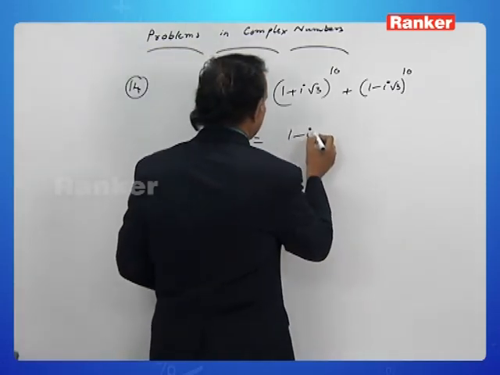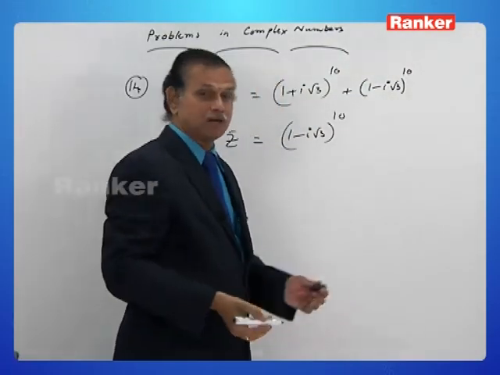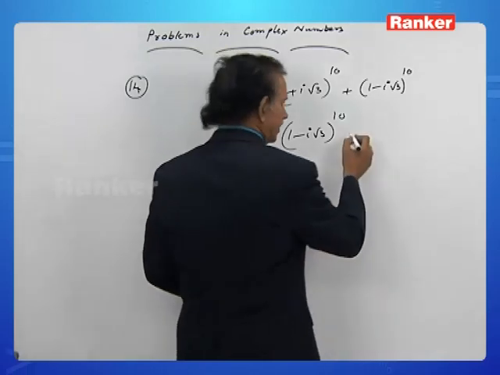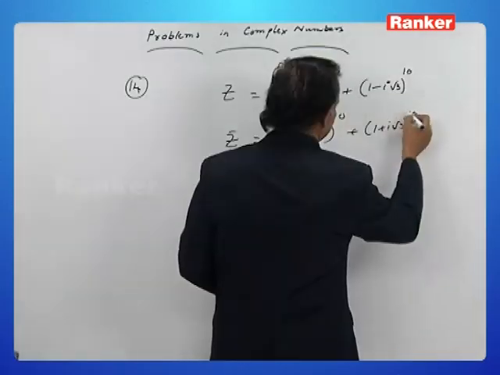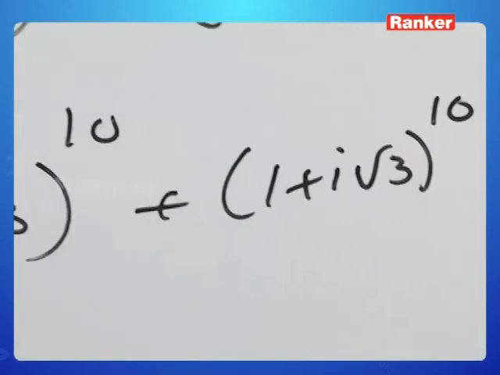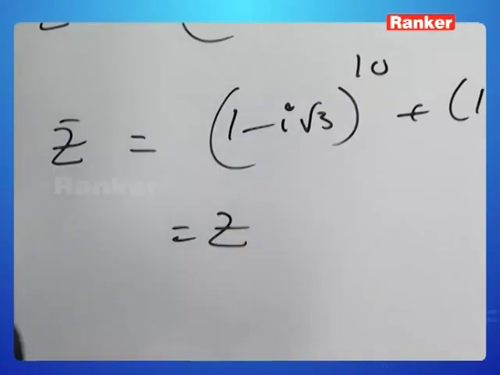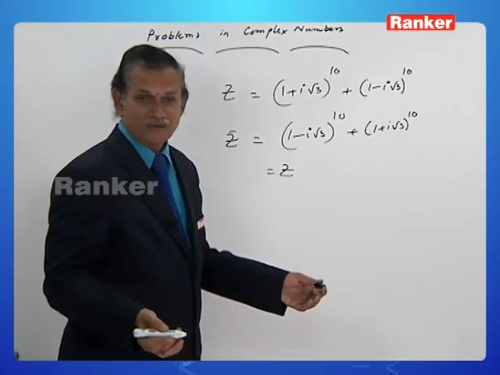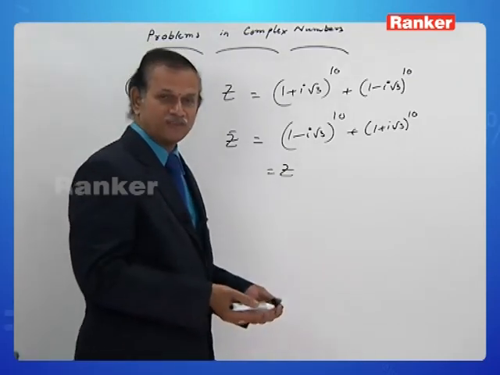(1 minus i root 3) whole to the power of 10. What is the conjugate of (1 minus i root 3) whole to the power of 10? Nothing but (1 plus i root 3) whole to the power of 10. What could you observe here? z bar is equal to z. So its conjugate is coinciding with this.